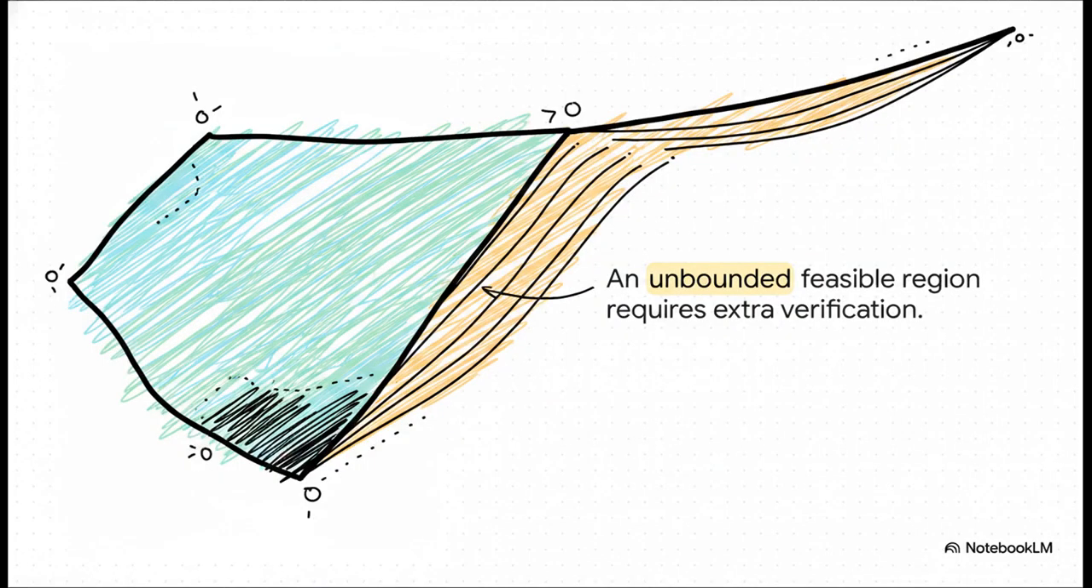If you are dealing with an unbounded region and looking for a minimum value, a corner point might look like the lowest number. But since the region goes on forever, you have to run an extra test. You have to graph the objective function over the open half-plane, basically just to double-check that the region doesn't secretly dip even lower into infinity. You always have to verify it.